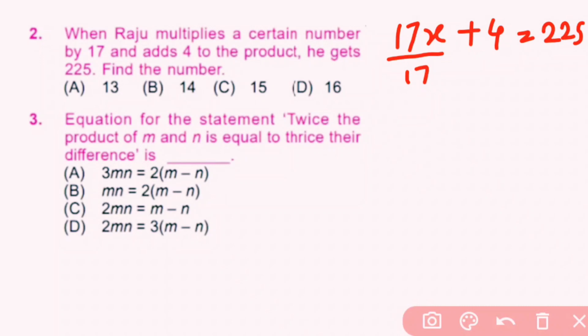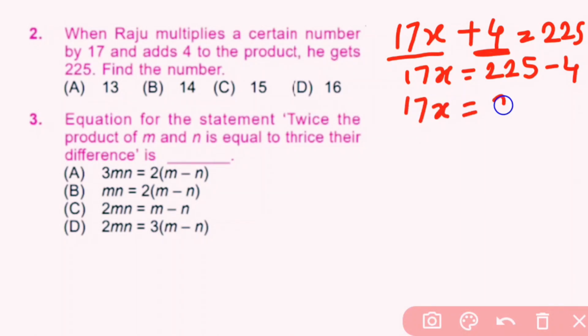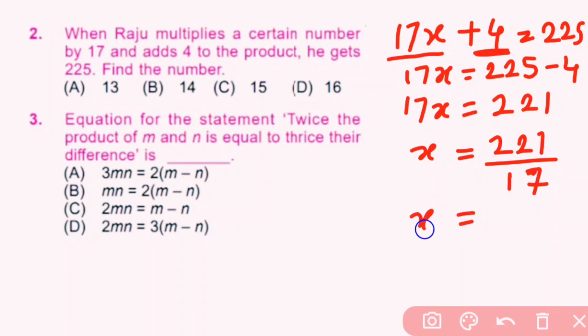Then 17x is equal to 225 minus 4. 4 becomes minus 4 this side. Then 17x is equal to 225 minus 4, which is 221. So x will be 221 by 17. So here x is equal to, 17 1s are 17 and 13 into 17 is 221. So x is equal to 13. That number is 13. A is the correct answer.